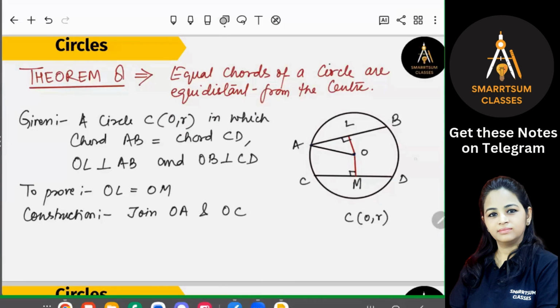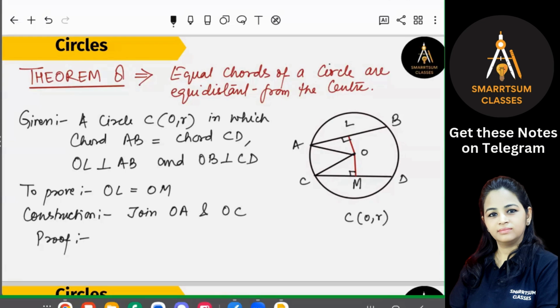OA and OC. Okay, so this we have joined. Now, how to prove this? We know that a perpendicular from the center of a circle to a chord always bisects the chord. This we have already proved in the previous theorem, right?